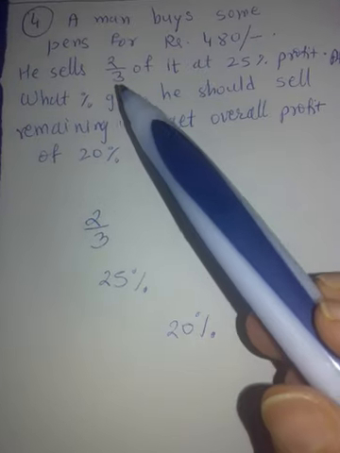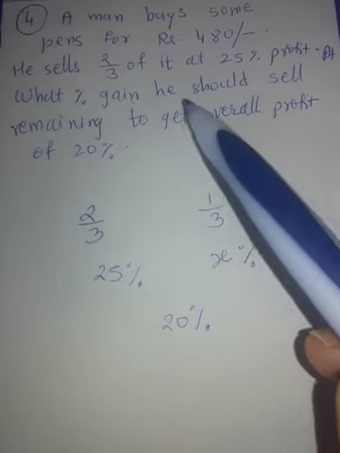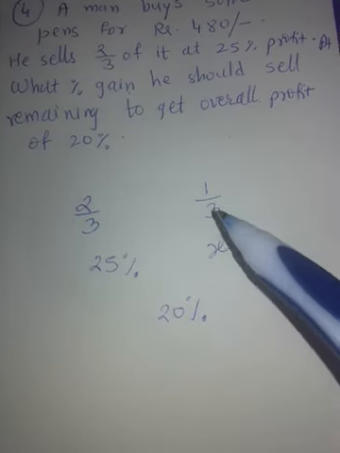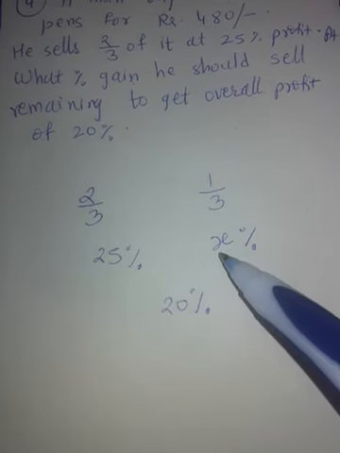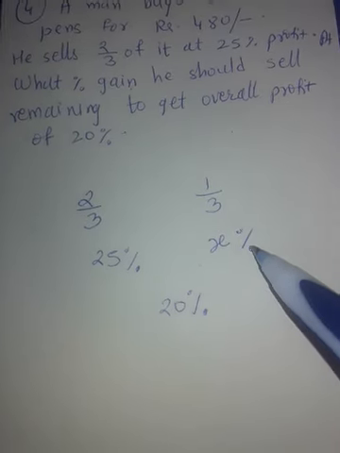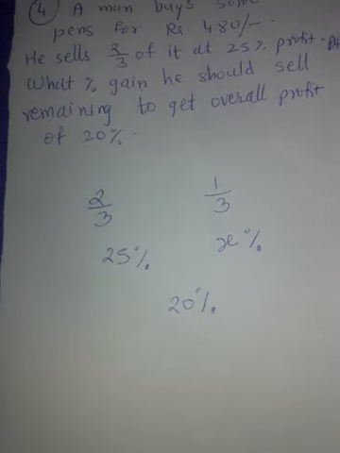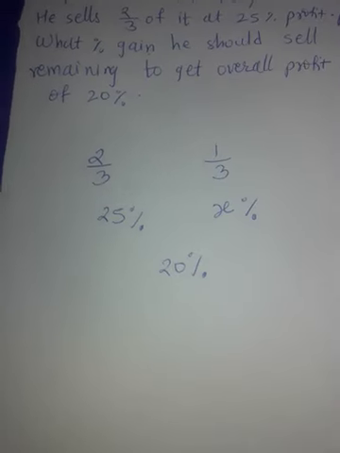They are saying we don't know at what percent gain he should sell the remaining. Remaining is 1/3. At what percent? So we don't know at what percent he is selling, with what percent profit he is selling. So I am assuming it as X%. And 20% is the mean.